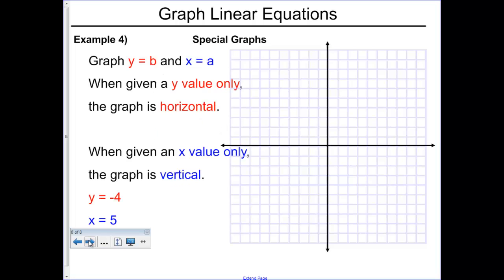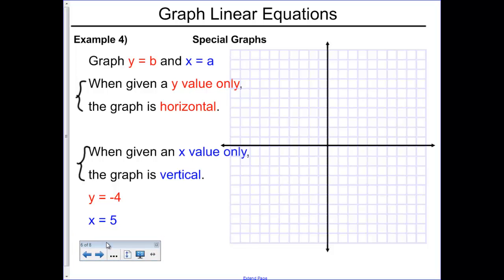The next one, example 4, is talking about special graphs. They want us to graph y equals b and x equals a. These two things here, this one and this one, you have to kind of commit those to memory. If you're given a y value only, what you end up having is a horizontal line. And if you're given an x value only, you end up with a vertical line.